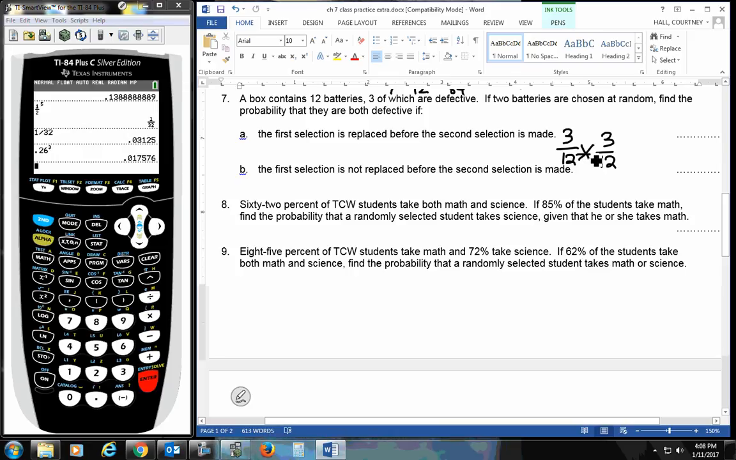So 3/12 times 3/12 would be 1/16 once it is simplified, because you're going to do 9 over 144, and then you are going to simplify that. If you did it as a decimal, would be 0.0625. So please, guys, go through and calculate these on your calculator to double check where I'm getting these numbers from, okay? Part B, the first selection is not replaced before the second selection is made.